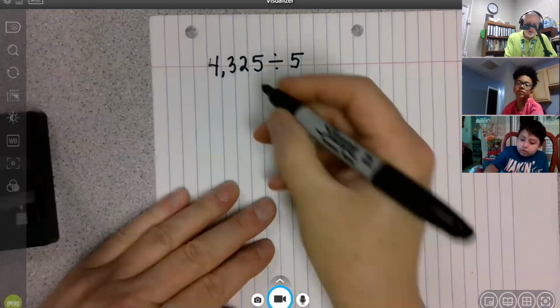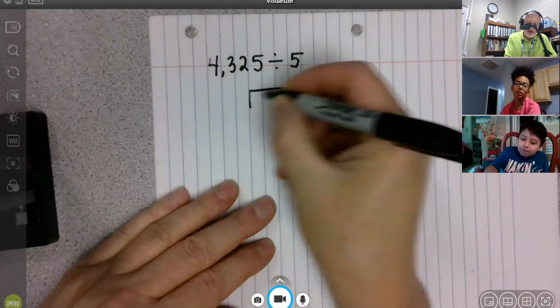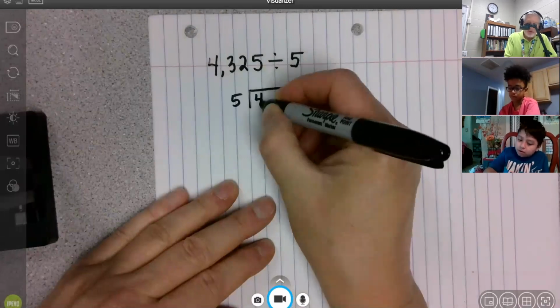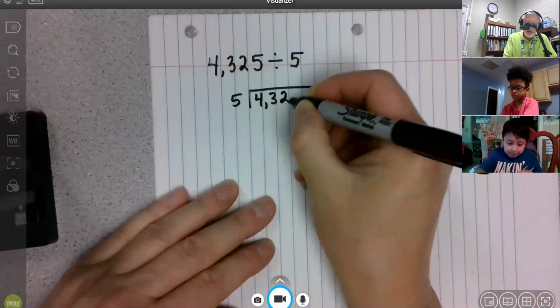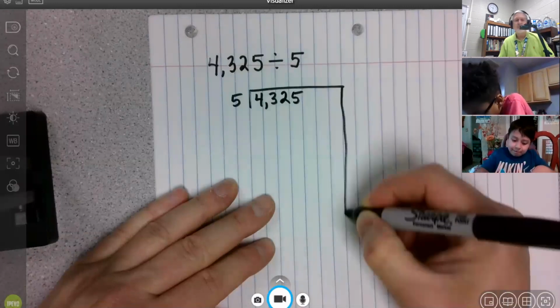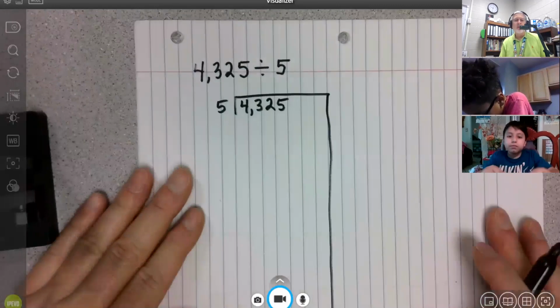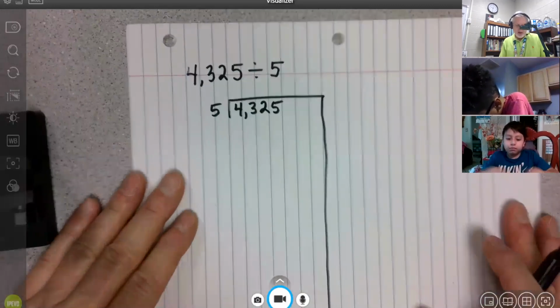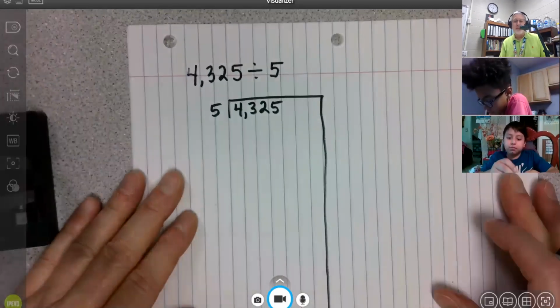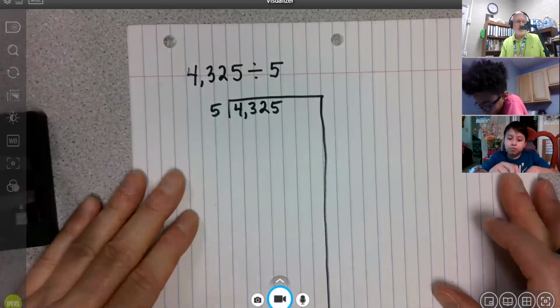And then we're going to use our division symbol. The 5 goes on the outside. The 4,325 goes on the inside. And we're all ready to start our multiplication. So even though it's a division problem, we still use multiplication to help us solve the division problem, don't we?